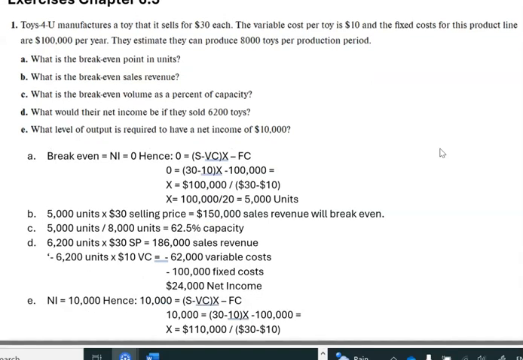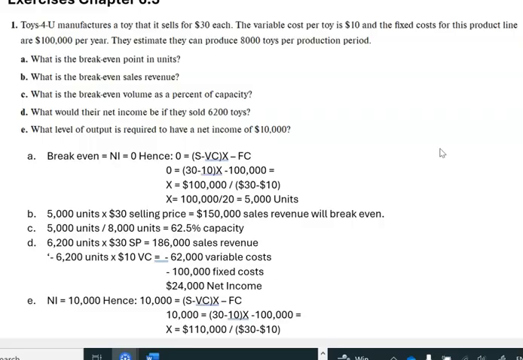B, what is the break-even sales revenue? So if we know that the break-even in units is 5,000, and we know that we sell each one for $30, 5,000 multiplied by the $30 selling price each gives us $150,000 sales revenue, and that will break even.